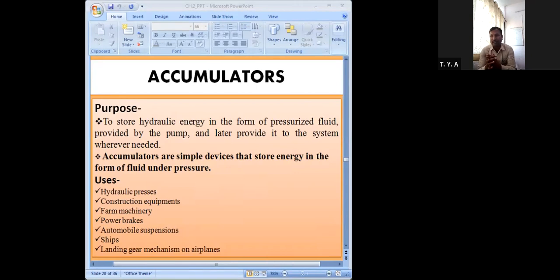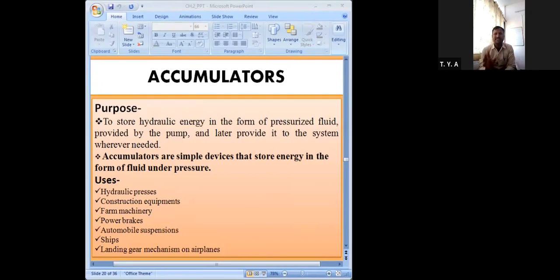Now let us discuss another important basic element of the hydraulic system, that is an accumulator. The basic definition or purpose of this accumulator is to store the hydraulic energy. What is the function of this element? The one line answer is to store the hydraulic energy in the form of pressurized fluid. That's it, nothing innovative about this accumulator.